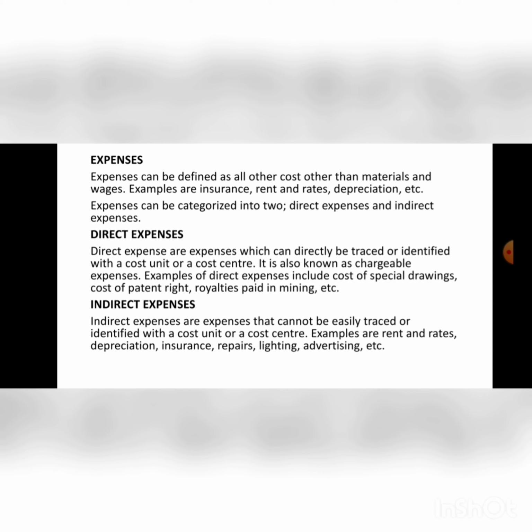Indirect expenses are expenses that cannot be easily traced or identified with a cost unit or a cost center. Examples of indirect expenses are rent and rates, depreciation, insurance, repairs, lighting, advertising, and so on.